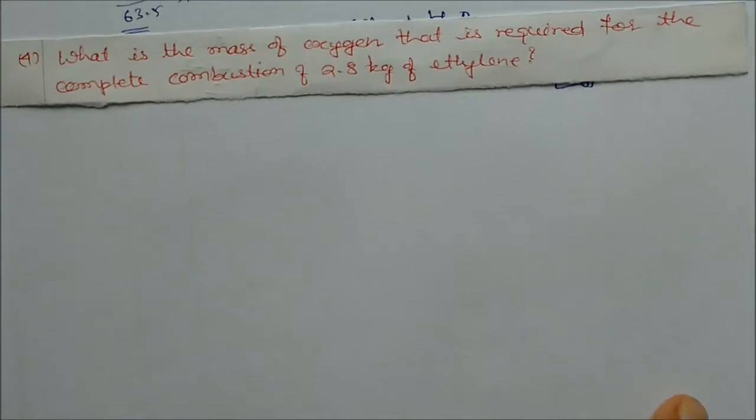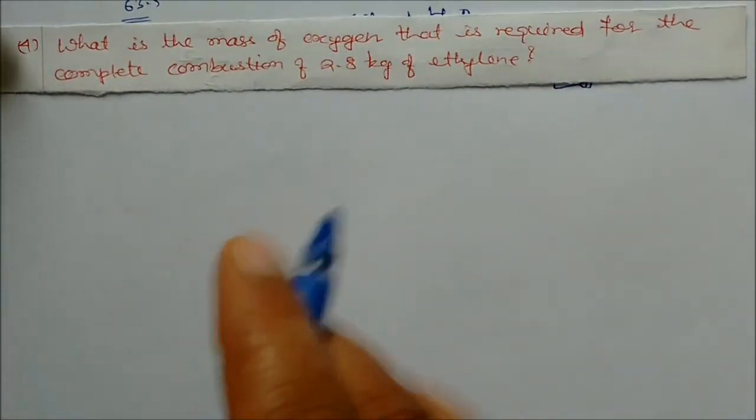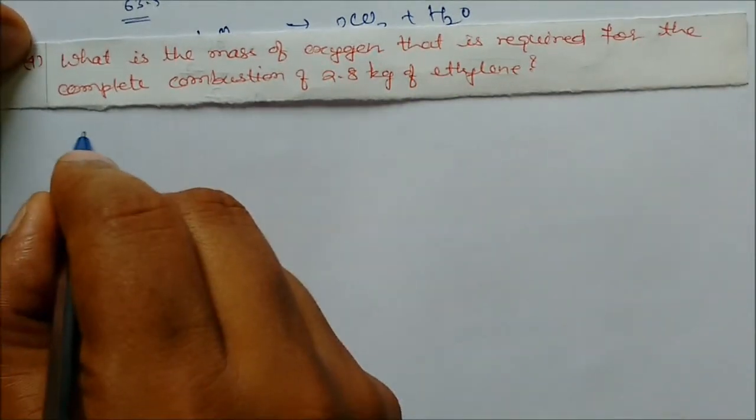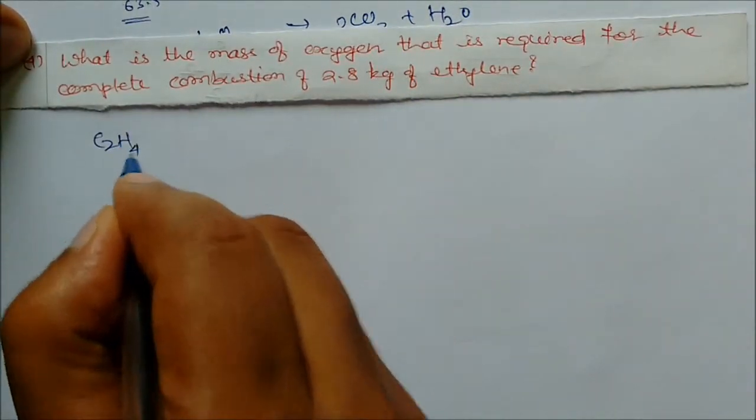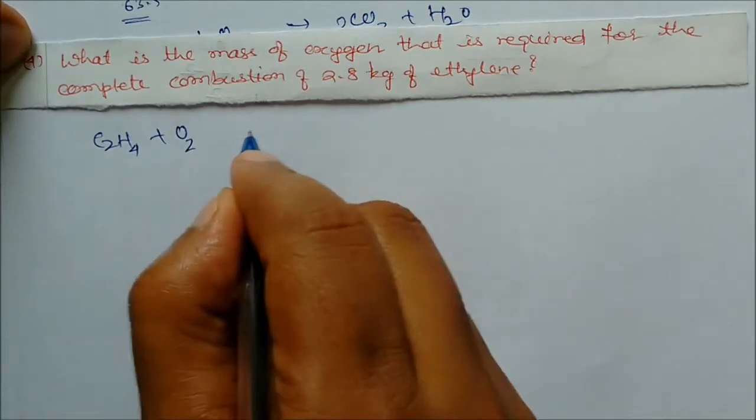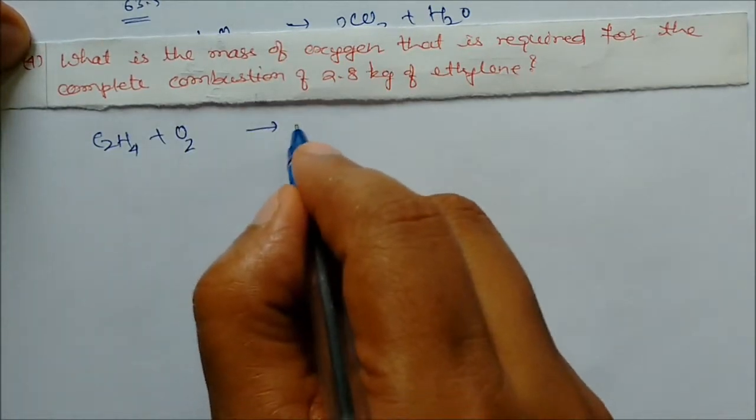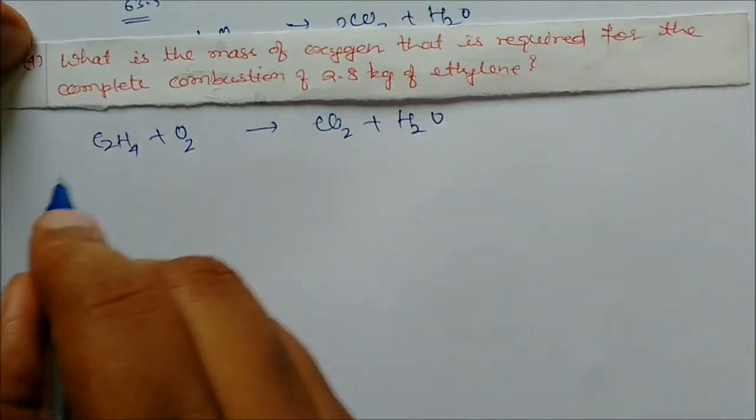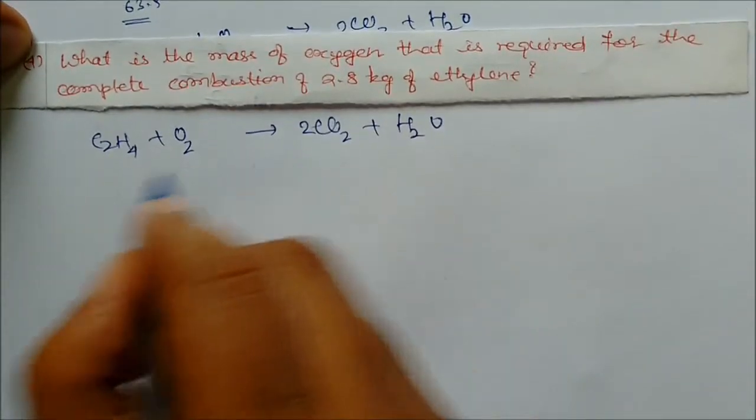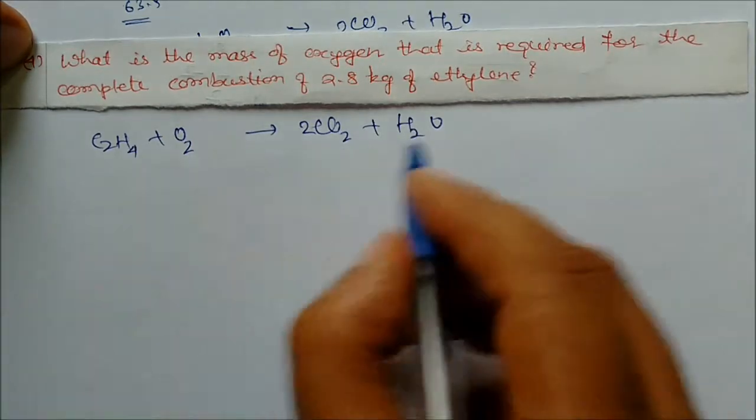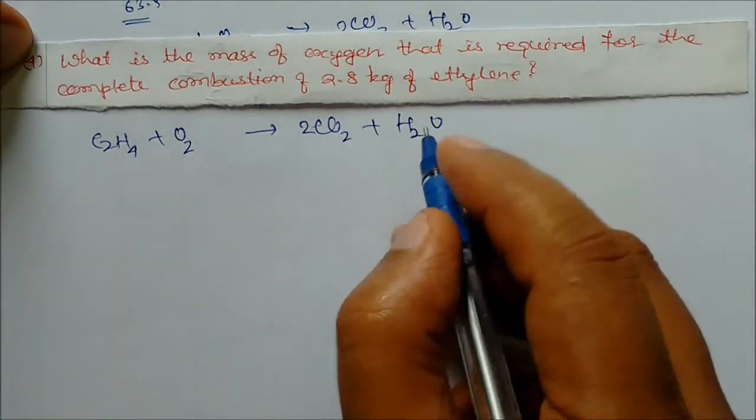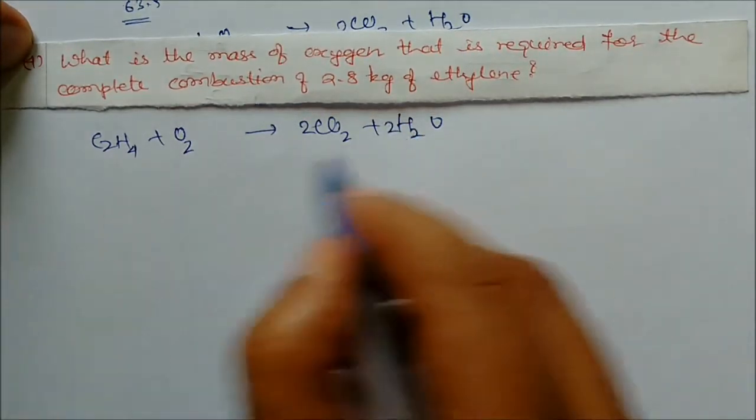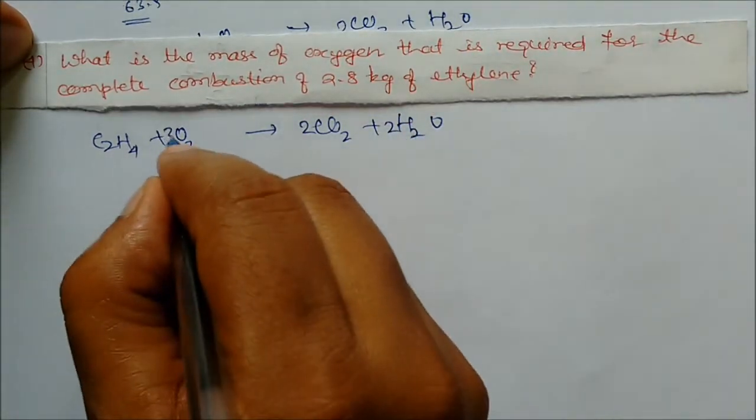In this problem, what is the mass of oxygen that is required for the complete combustion of 2.8 kilogram of ethylene? So ethylene is C2H4 gas and we are burning in presence of oxygen. So any hydrocarbon, if you burn it, it will give you CO2 plus water. So here we can balance this, 2 carbon, 2 is there. So again oxygen is 4 plus 2. So this is your 4 hydrogen. So here we put 2. So hydrogen also balanced. So oxygen will be 6. So here we put 3.